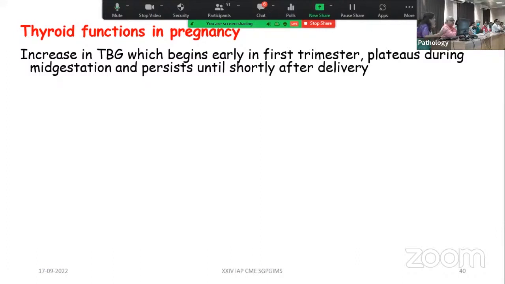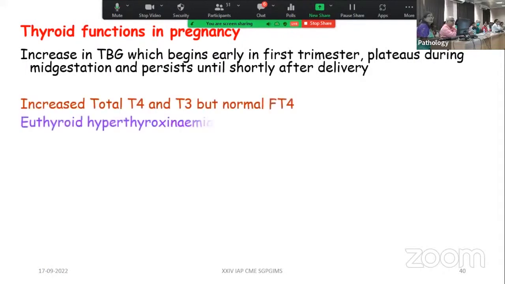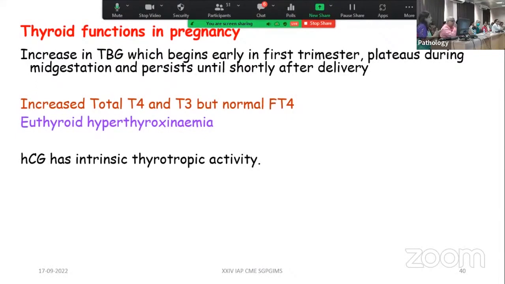Because of raised estrogen, the TBG rises, so you have a high T4. And HCG has intrinsic thyrotropic activity. It is very similar to TSH. It binds to the TSH receptor and stimulates the thyroid gland, and in turn inhibits the TSH. So a high T4 and a suppressed TSH doesn't mean that the pregnant woman is thyrotoxic. It most likely just reflects normal thyroid physiology in pregnancy.